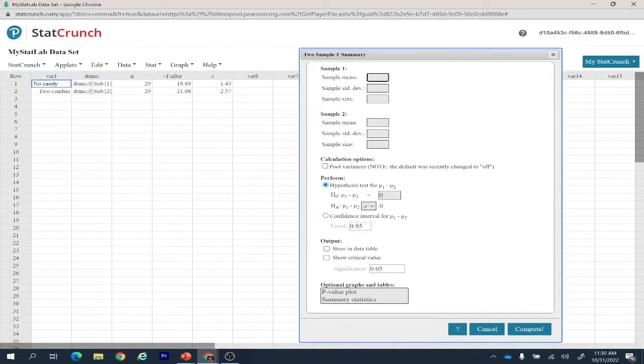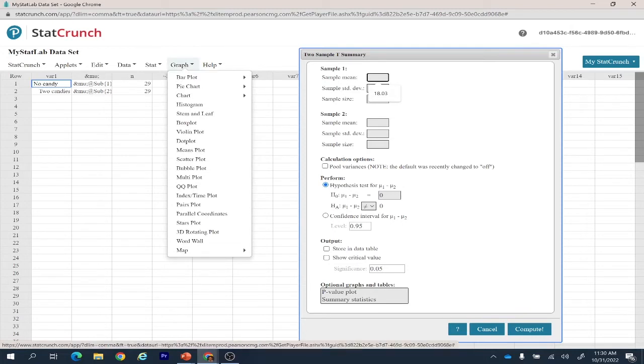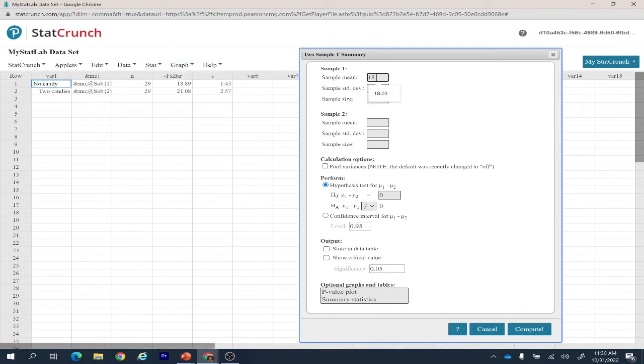And now plug in the values of this summary here. The sample mean for mu1, as you can see here, is 18.89. Remember, you put the correct information. This is for mu1. Standard deviation is 1.43, and then sample size is 29. For sample 2, the sample mean is 21.08, and the standard deviation is 2.57, and sample size is 29. One more time. And then if you go down here, the rest, you don't have to worry about this option here. Hypothesis test for mu1 minus mu2, this would be 0 always. And for this particular problem, mu1 is less than mu2, so this difference should be less than 0.